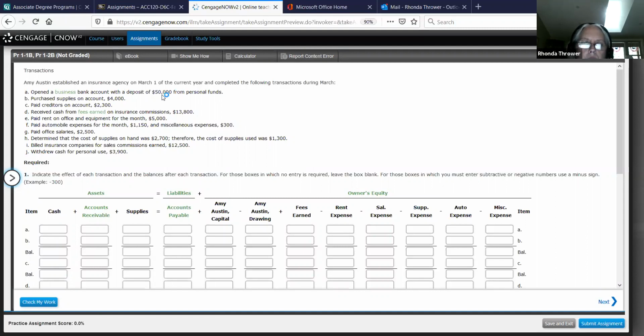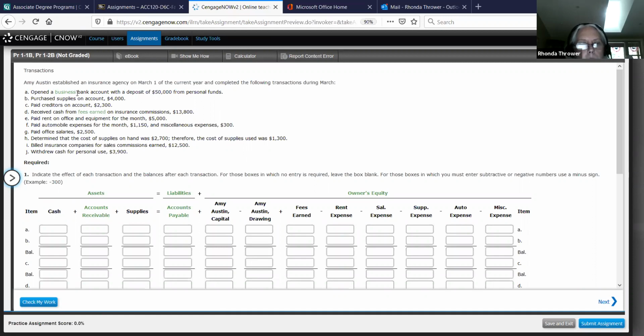We only record transactions for the business, so we're looking at this from the business point of view. The owner's personal transactions are just for the owners themselves, and so the business is not responsible for recording those transactions, but they're only responsible for recording the transactions that affect the particular business.